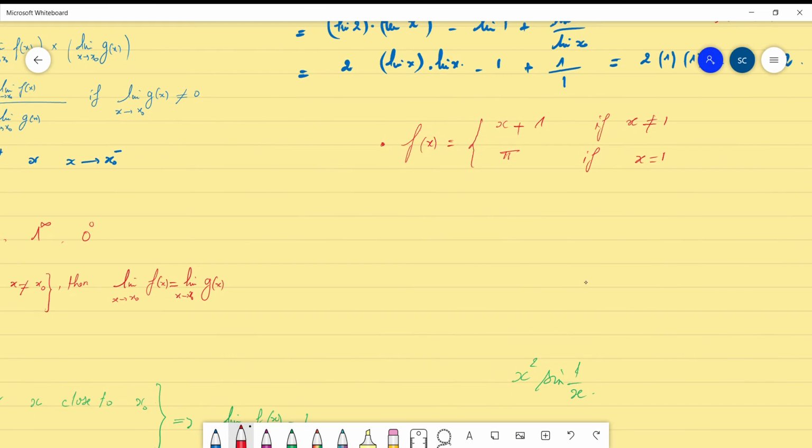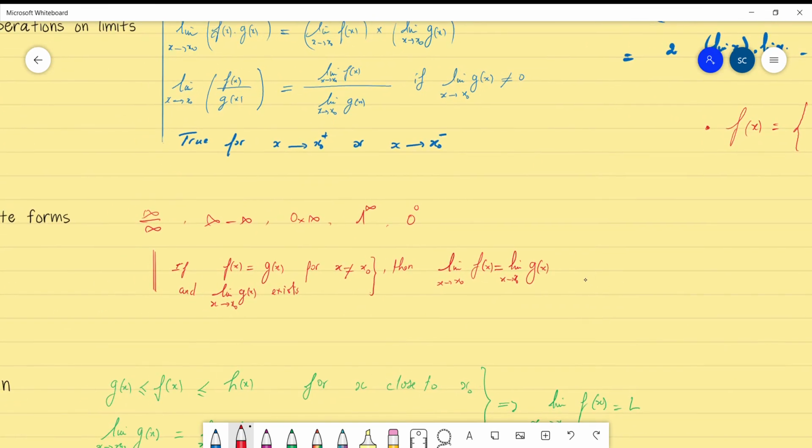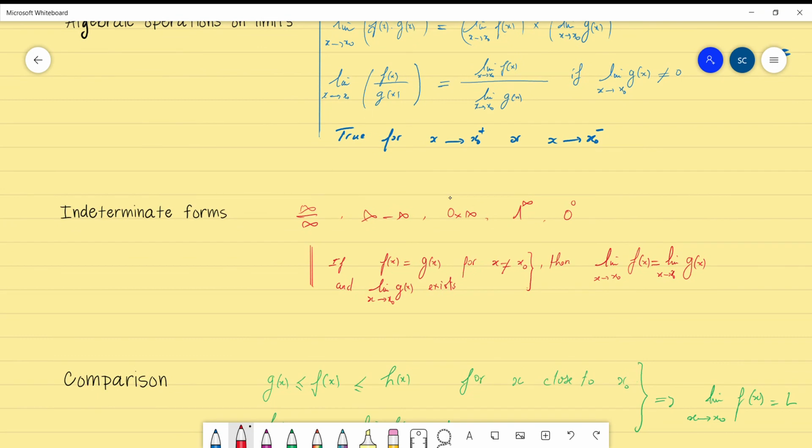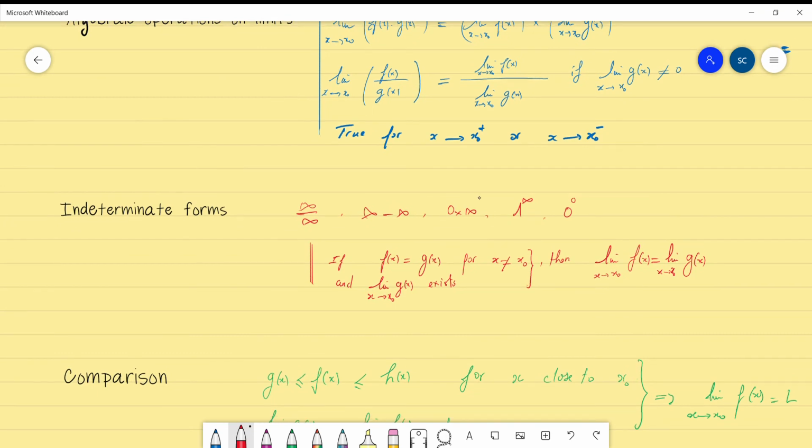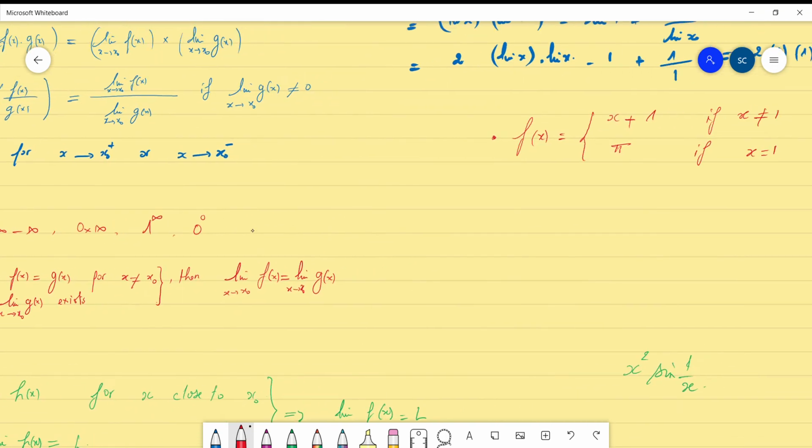Okay, so this is what we expressed here. If you look at this theorem, it says that if you can write your function differently, where x is different from x0, so you are close to x0 but not exactly at x0, and the new function has a limit, then the original function has the same limit. So this is how we overcome indeterminate forms, or not necessarily indeterminate forms, like in this situation.